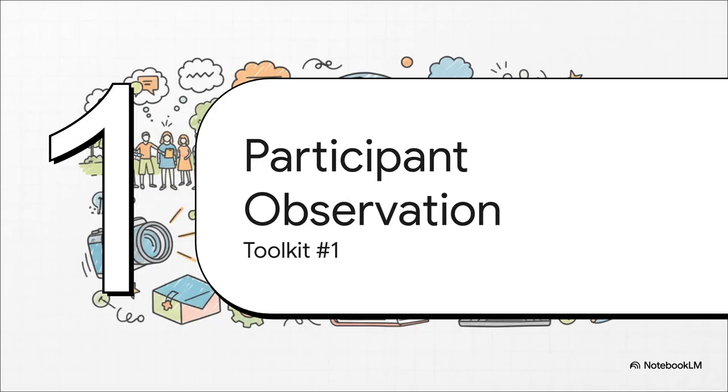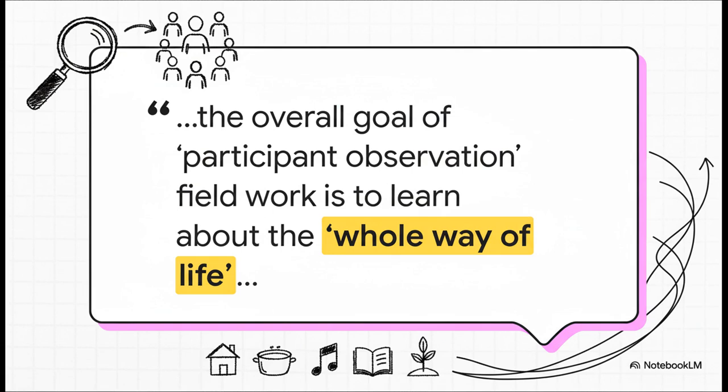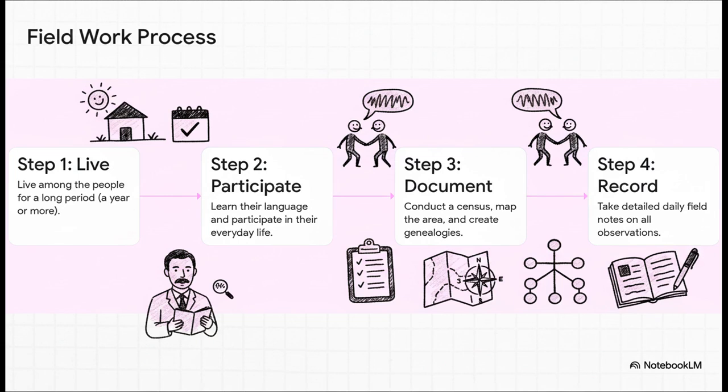All right, now that we've got a handle on that main challenge, let's open up the Sociologist Toolkit and see what's inside. And the first tool we're going to pull out is one of the most immersive ones: participant observation. The goal here, as you can see, is to learn about the whole way of life. And this isn't about watching from a distance with a pair of binoculars. Oh no! The researcher literally becomes part of the community, living right there among the people, to understand their world from the inside out.